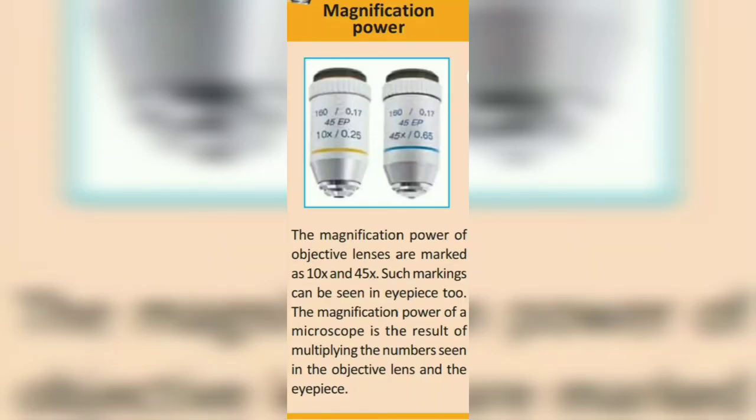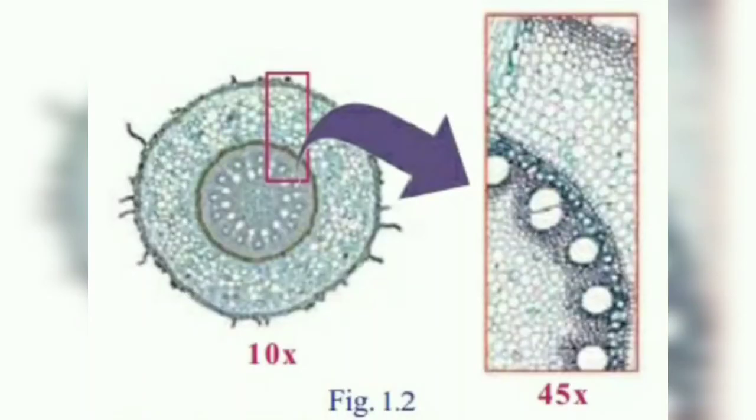Magnification power. The magnification power of objective lenses are marked as 10x and 45x. Such markings can be seen in eyepiece too. The magnification power of a microscope is the result of multiplying the numbers seen in the objective lens and the eyepiece. This picture will help you to understand the difference in the magnification when lenses 10x and 45x are used.